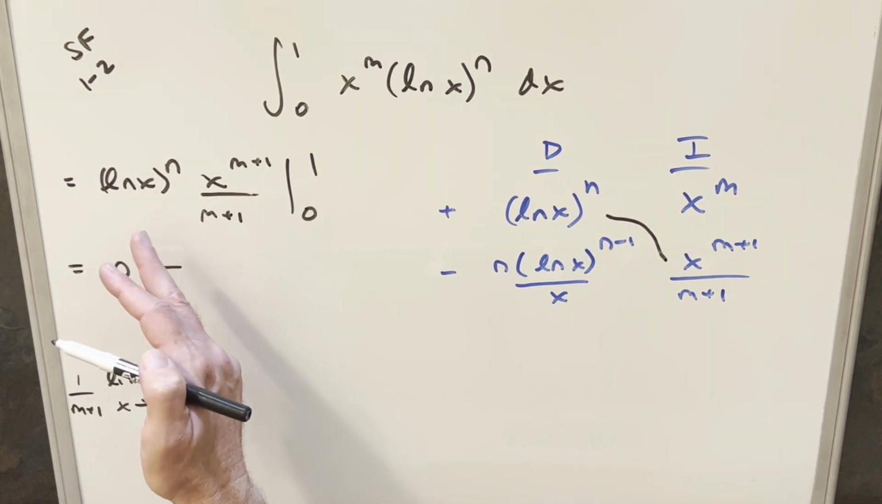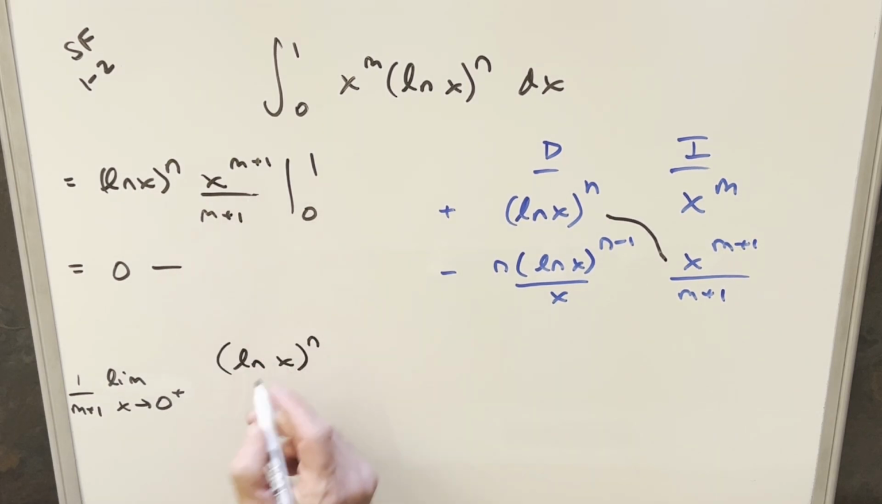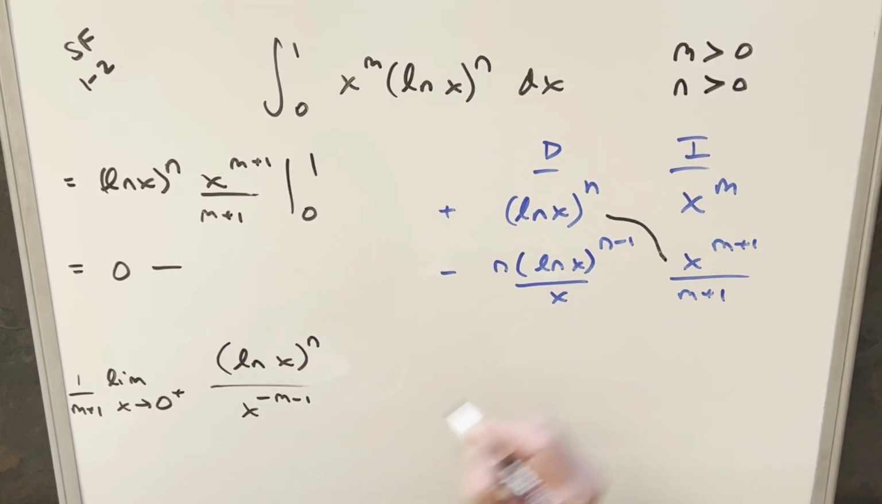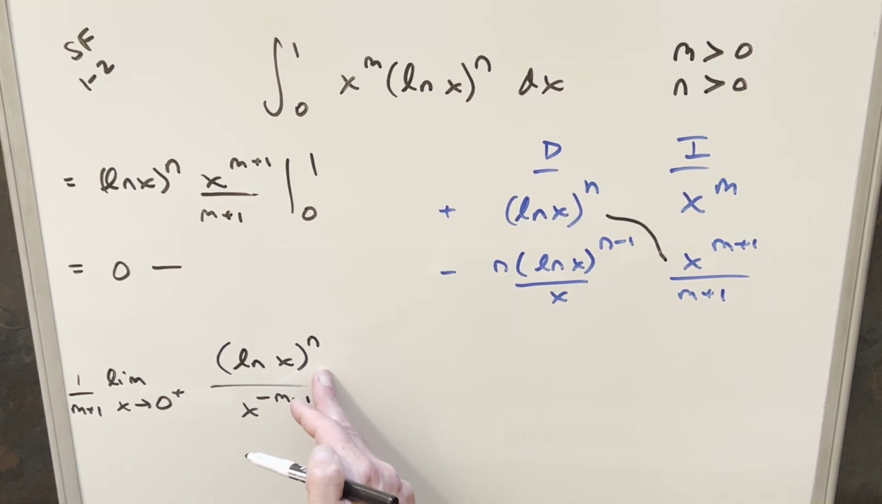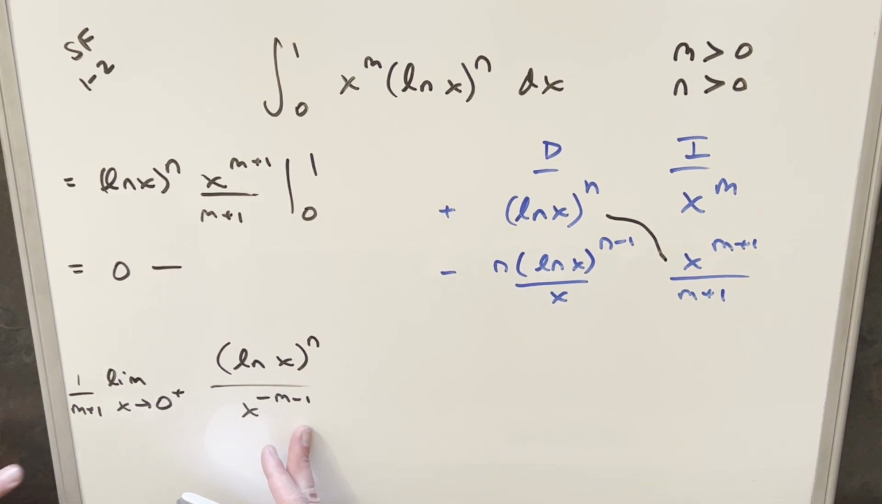But if I write it as a fraction, ln x to the n, and then bring this into the denominator as x^(-m-1), then this is actually set up for L'Hopital's rule. Now that we have a negative exponent on this, and given the condition here that m is greater than 0 and n is greater than 0, the denominator is going to infinity. We don't really know if the numerator goes to positive or negative infinity just because we don't know if n is odd or even. So with L'Hopital's rule, we'll go ahead and take the derivative.